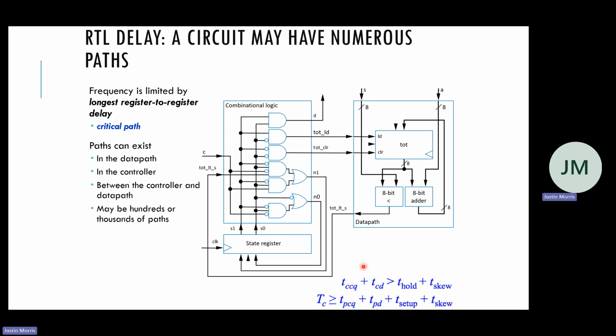And there are many different paths that exist. Like there's these very short paths, right? From here, from state to state. But there's also these very long paths from state to clear. And then we also have over here from total register through this big adder back into total register. So you have to do all of these different paths, find the maximum, right? And it's not just paths between the controller and the data path. There's paths within the controller. There's paths within the data path. There are paths that can go between them, though. Okay.